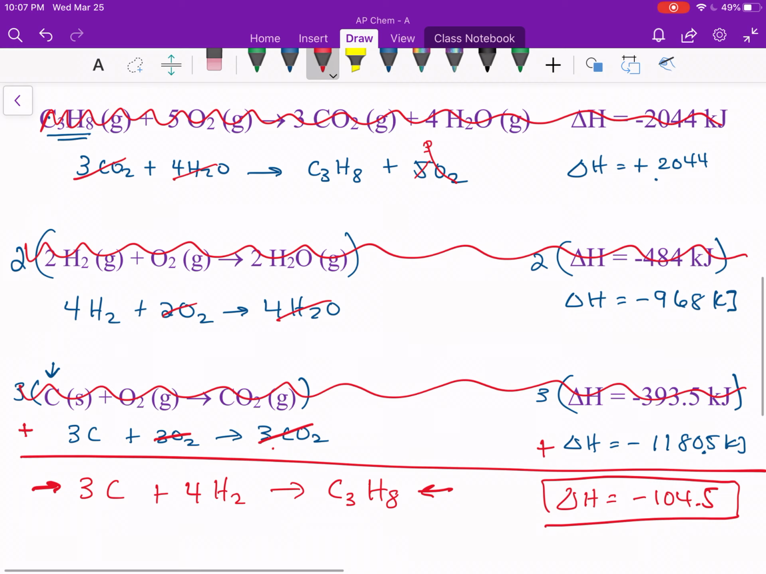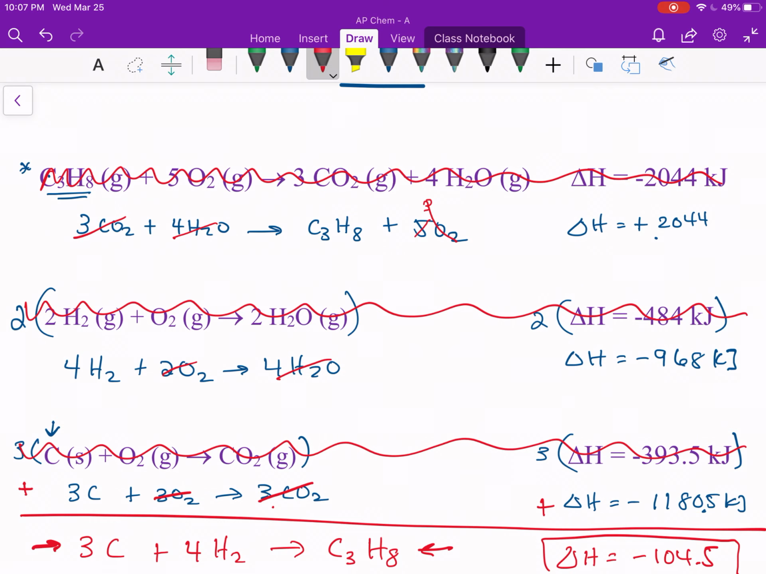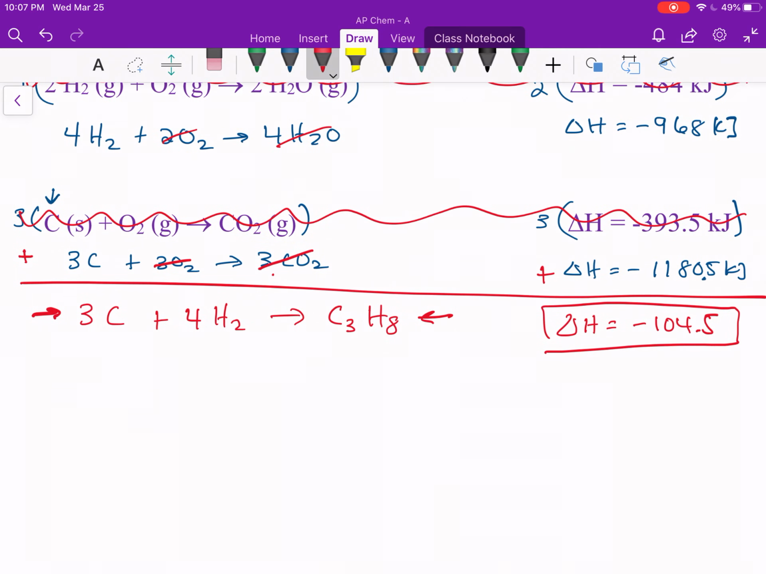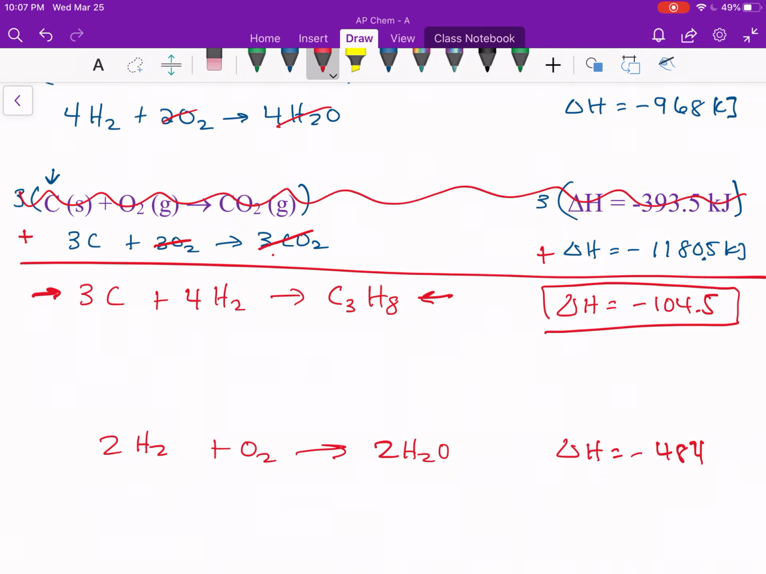Now, the thing about this, in this particular case, we just multiplied through, but sometimes you may have to divide through. So for instance, I'm going to go back here, and even now that we're complete, let's say I have 2H2 plus O2 going to 2H2O, where delta H is equal to negative 484. And let's say for some reason I would have to take this and divide this by 2.